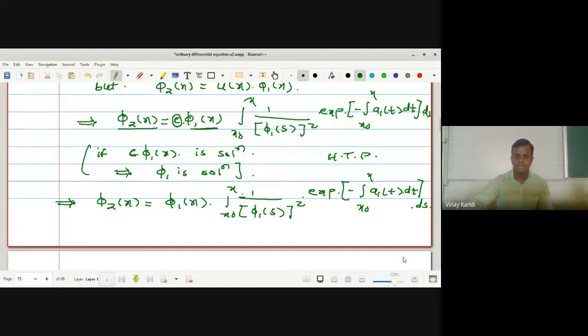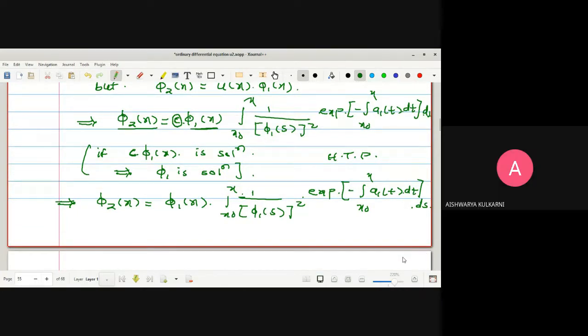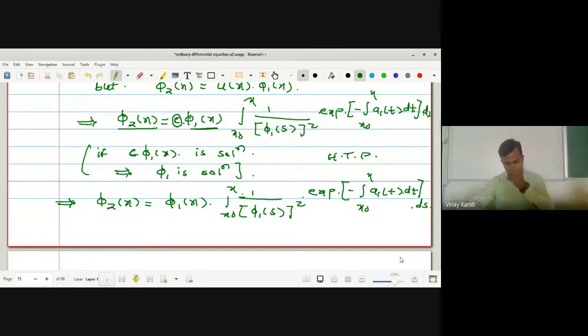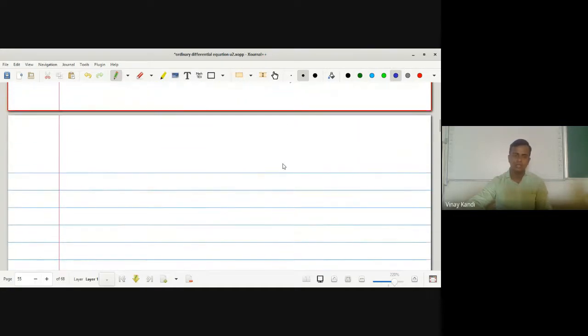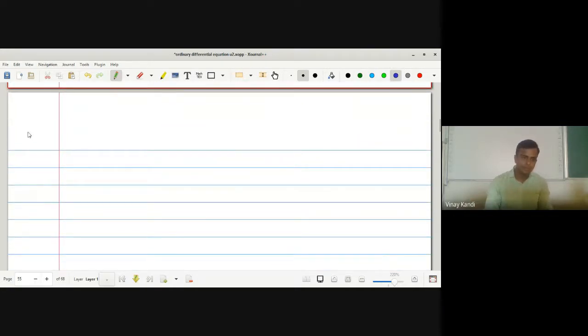Any doubt? No, sir. So using the solution phi 1, we can obtain the second solution of the homogeneous linear differential equation of order 2. Now look at this example, after taking it you will get clarity. Example number 1.